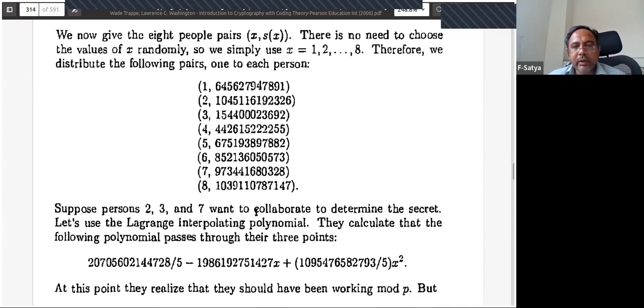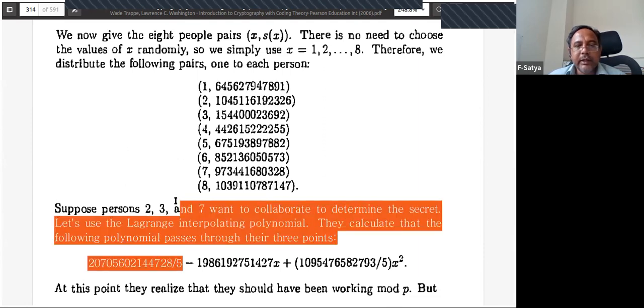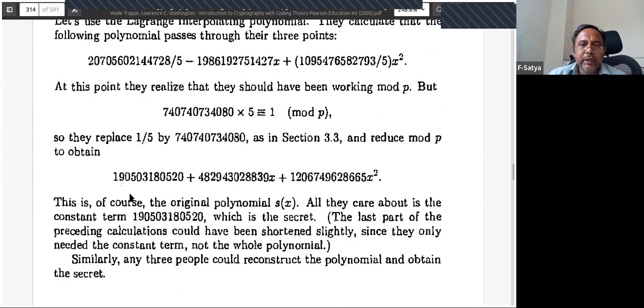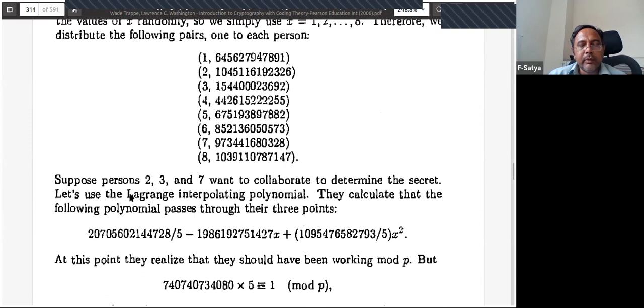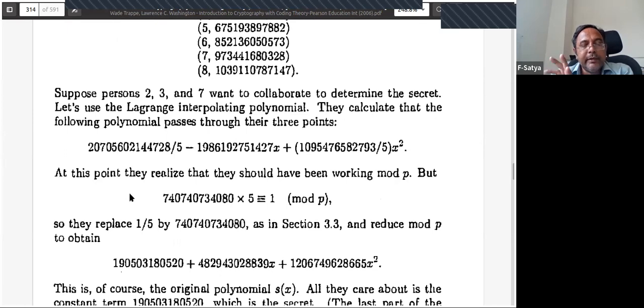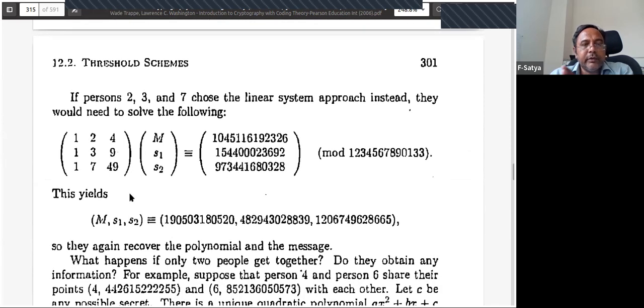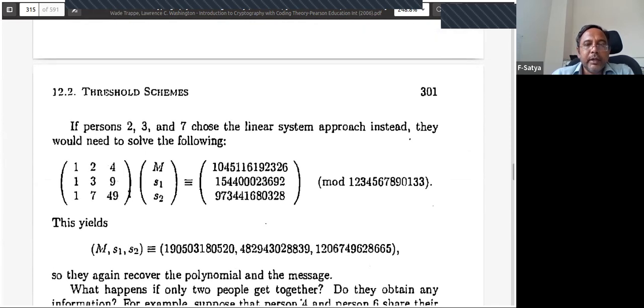Suppose persons 2, 3, 7 want to collaborate to determine the secret. Then these three people come together and get the information, by Lagrange's method, right? So they can easily get the entire polynomial. Now they do not know the polynomial, but they know these 3 points. Once we have 3 points, there is a unique polynomial passing through them, right? Because x1, x2, x3 are distinct, they will derive the matrix and then find m. So they will solve this equation, right?